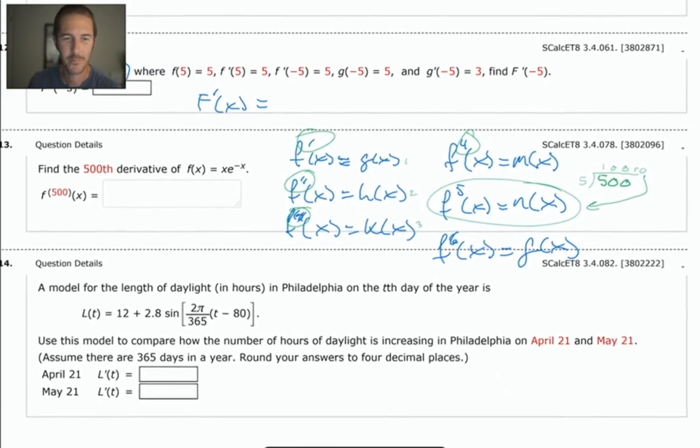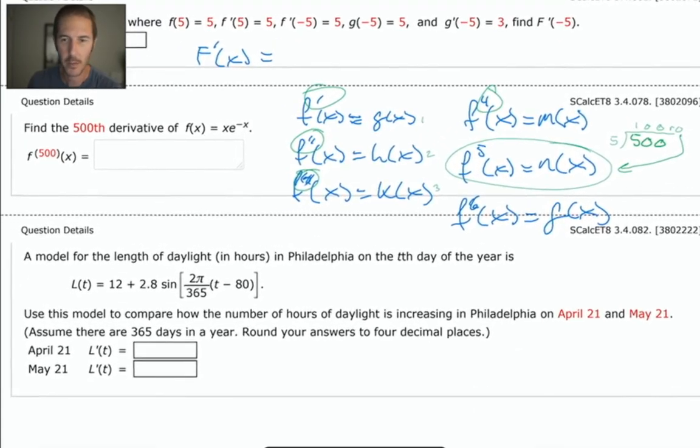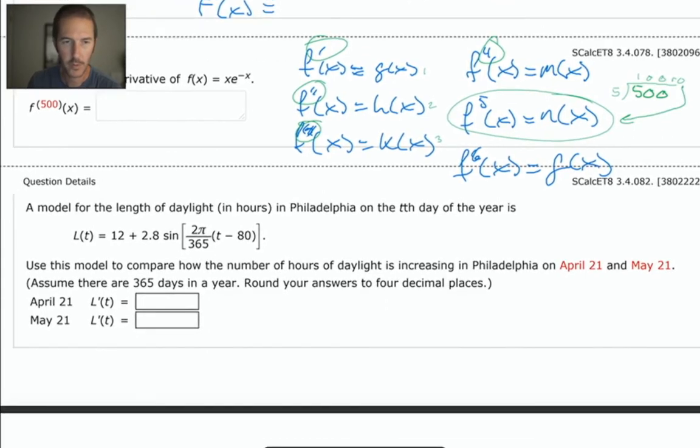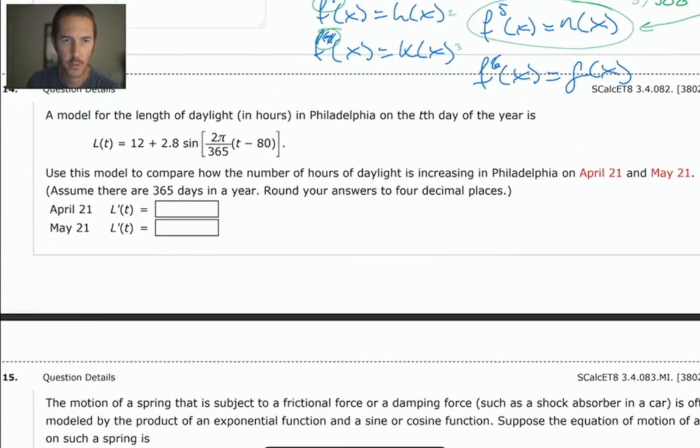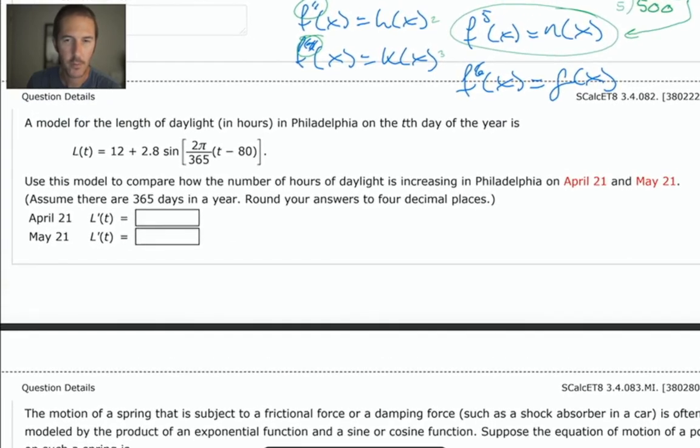You're welcome. And here's a modeling question. We are 46 minutes in, and there's another modeling question. Let's just see what it involves. A model for the length of daylight in Philadelphia on the 10th day of year is this. Use this model to compare how the number of hours of daylight is increasing on April 21st and May 21st.